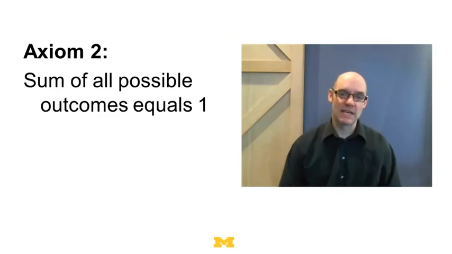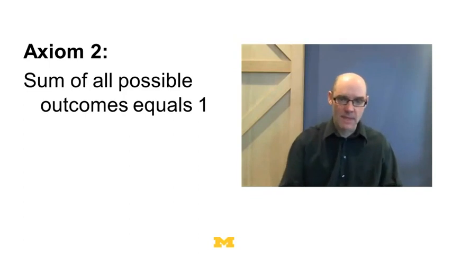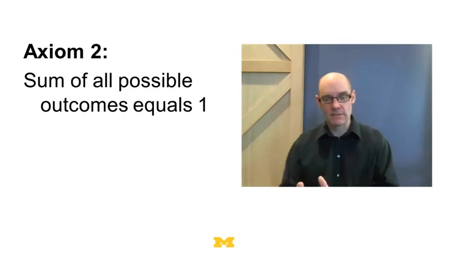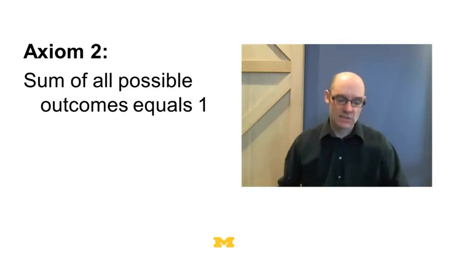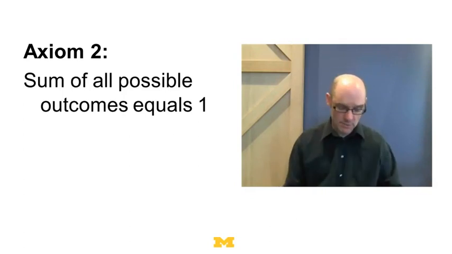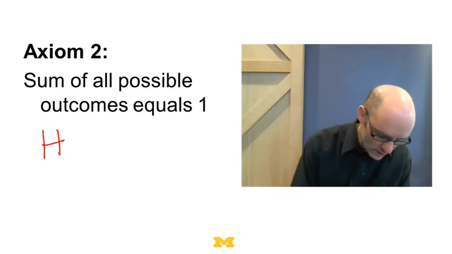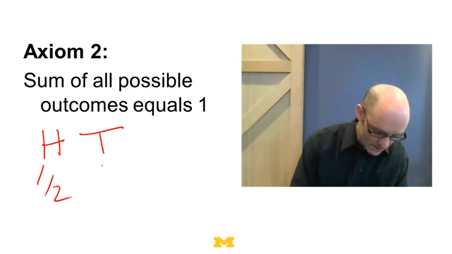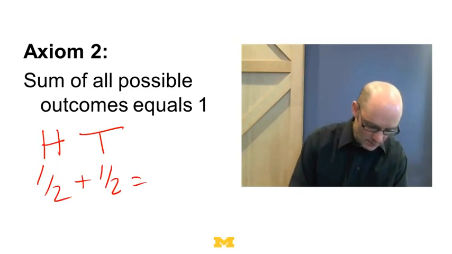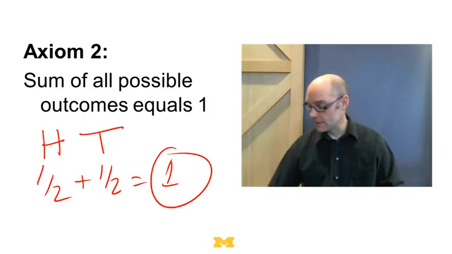Second axiom is a little more complicated. We have to make a distinction between outcomes and events. An outcome is just any individual thing that can happen. An event is a subset of outcomes. So if I write down all possible outcomes, then the sum of those probabilities has to equal 1. If I think about flipping a coin, there's two outcomes, heads or tails. The probability of heads is a half, the probability of tails is a half, and when I sum those two things together, I get 1. That's the second axiom. Easy.